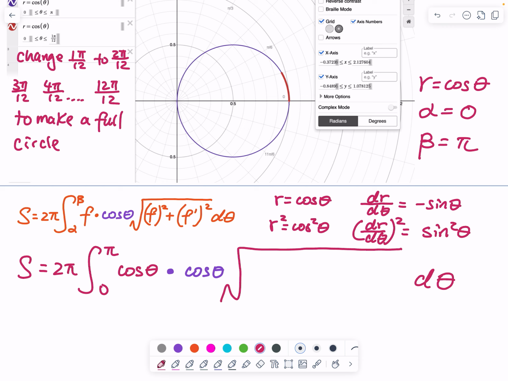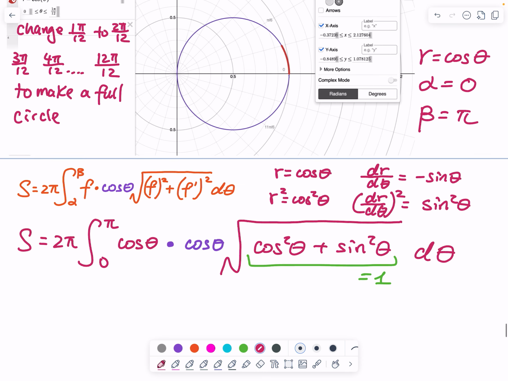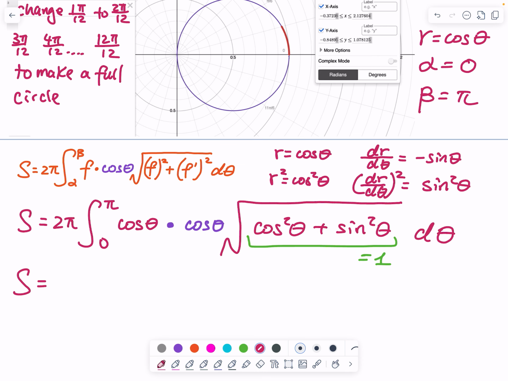That is equal to sine squared. Okay, wow, perfect, nice. I like this. Cosine squared plus sine squared. It looks like I can get rid of the square root so easily, right? Cosine squared plus sine squared is equal to 1. The square root of 1 is equal to 1. Okay, perfect. Then the surface area is 2 pi from 0 to pi, and then this is a cosine squared theta d theta.